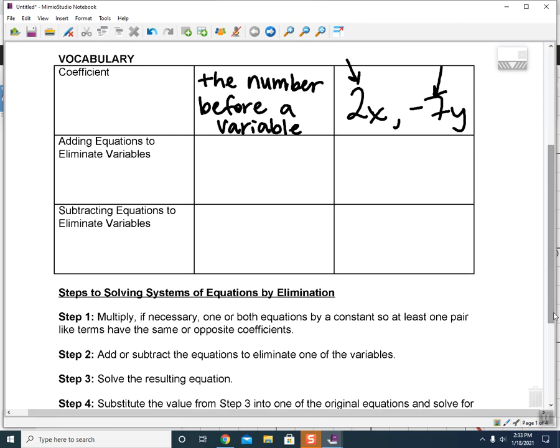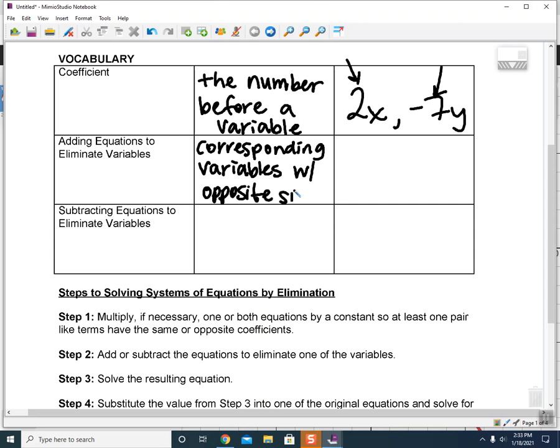We have two separate ways of solving systems of equations with elimination. One of them involves adding the two equations, and then one of them involves subtracting the two equations. And so there's specific circumstances that we do each. So if I'm going to solve a system of equations by elimination using addition, what I want is for the corresponding variables with opposite signs. So here's what that looks like.